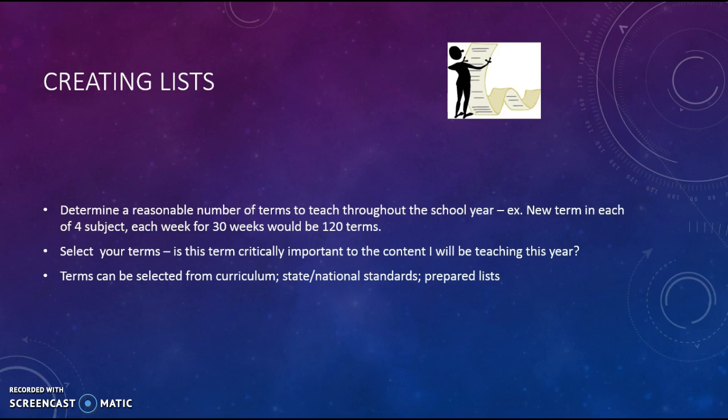So knowing that, we want to select our terms very carefully and make sure that the terms we're selecting are more of those tier 2 vocabulary terms, and we've talked about that a little bit in class, those that go across content areas, or those that are really important for those critical understandings for the year, for that subject matter for that year.